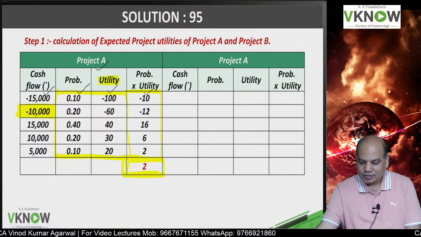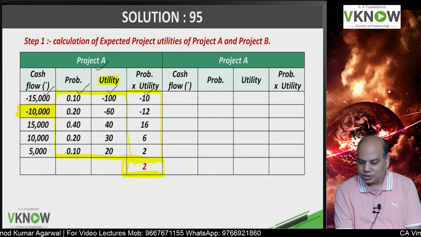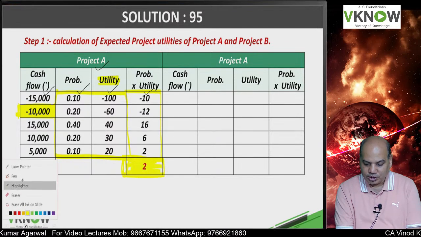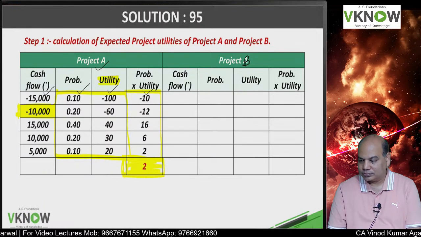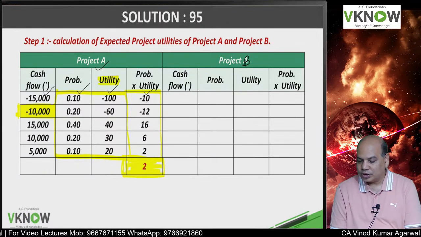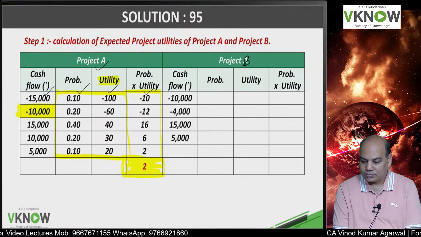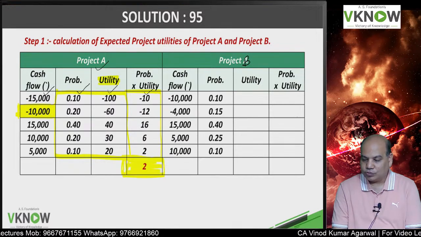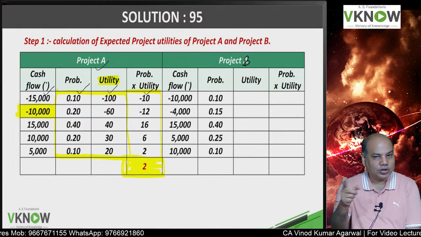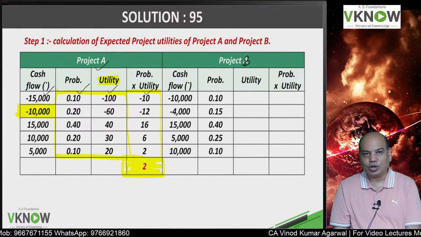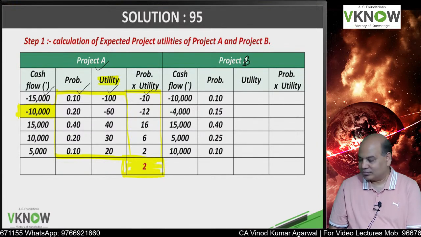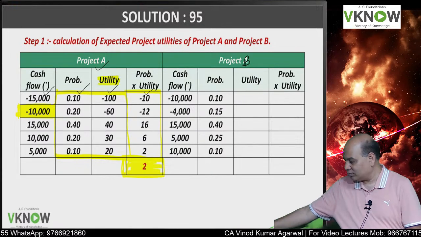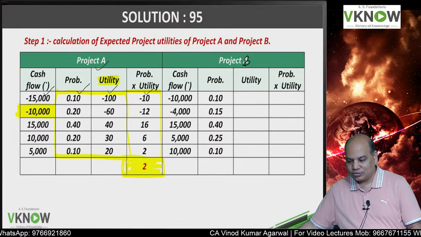Amazing. Now you do project B yourself. Project B you have to do yourself. You have to assign utility value yourself. You have to multiply yourself, total yourself. Those who want to copy will wait. Some of you are only copying. At least one student I know.